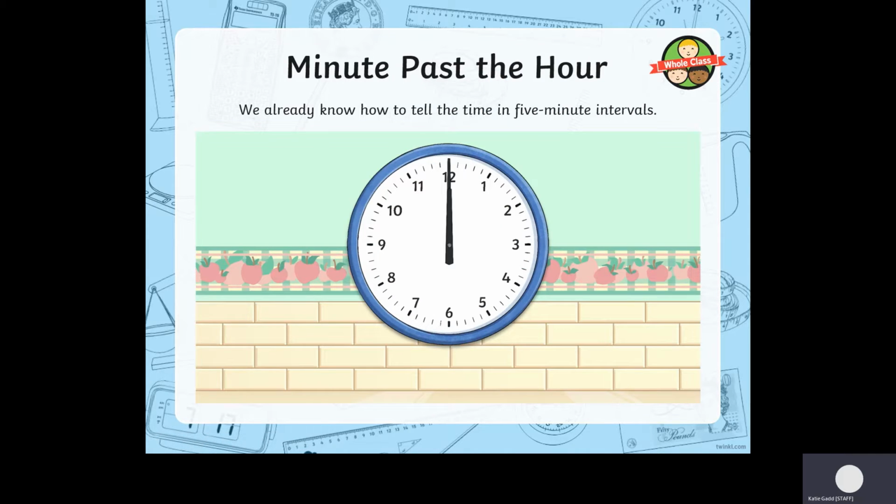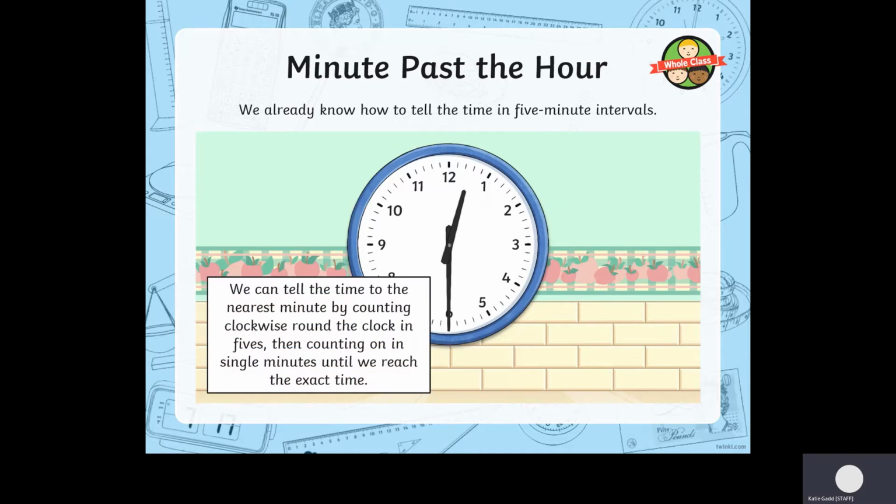So we already know how to tell the time in 5-minute intervals. We looked at this yesterday. 5 past, 10 past, quarter past, 20 past, 25 past, half past. We can tell the time to the nearest minute by counting clockwise around the clock in fives. And we can count on in single minutes until we reach the exact time.